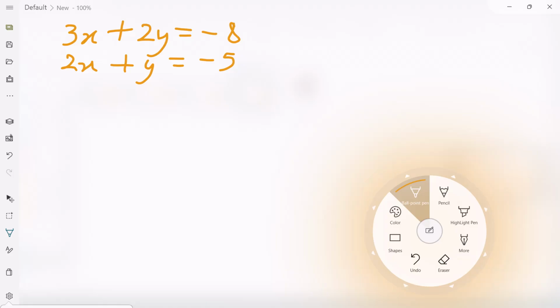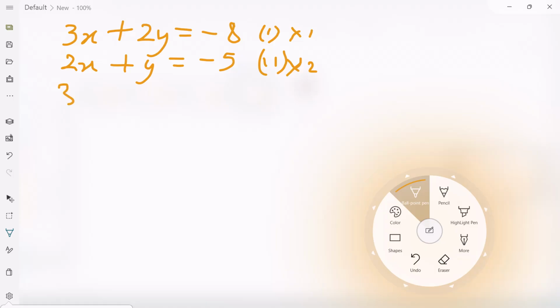So let me multiply equation one by one, so it will remain the same. Equation two by two. You know what I want to achieve? I want to have two y's and two y on the two sides. So that will lead me to this.